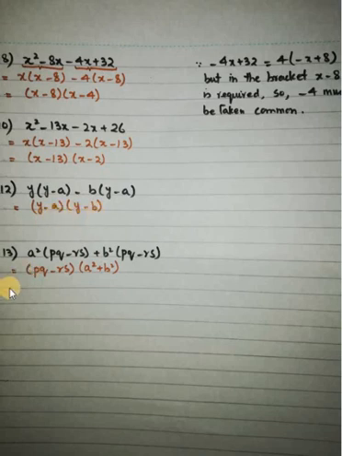Moving on to question number 13, it is a square into pq minus rs plus b square into pq minus rs. It is very clear that pq minus rs is common in both the terms, and after taking pq minus rs as a common factor, the second factor will be this a square plus this b square. I hope students you understand all the concepts.